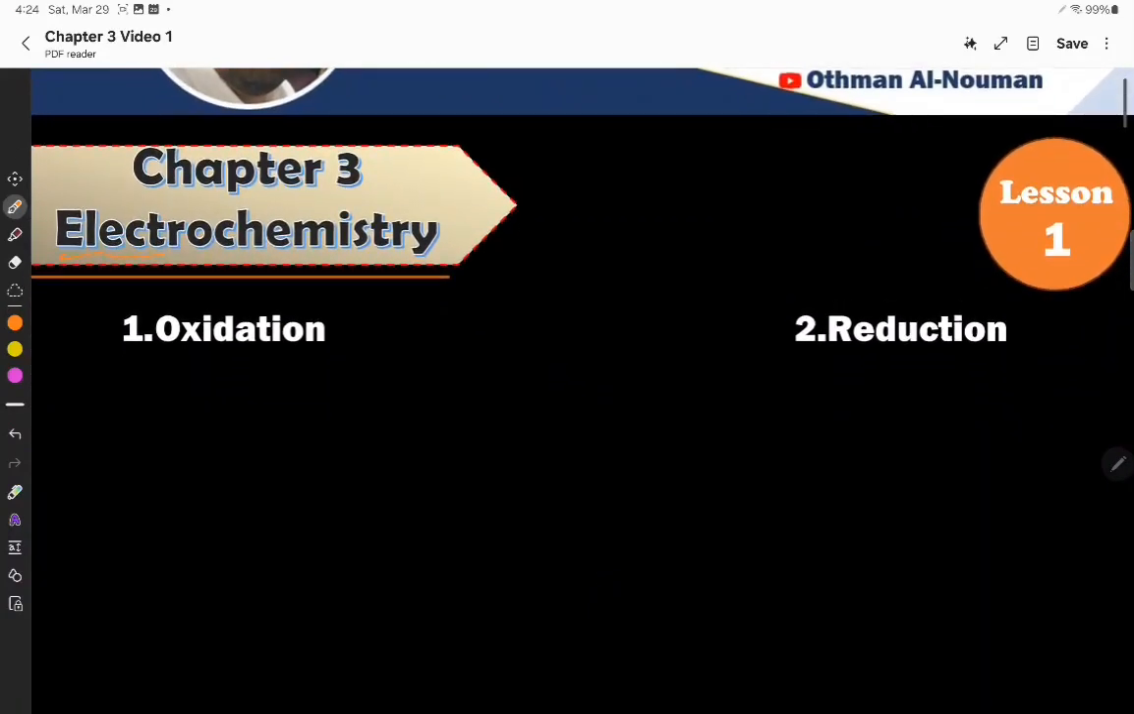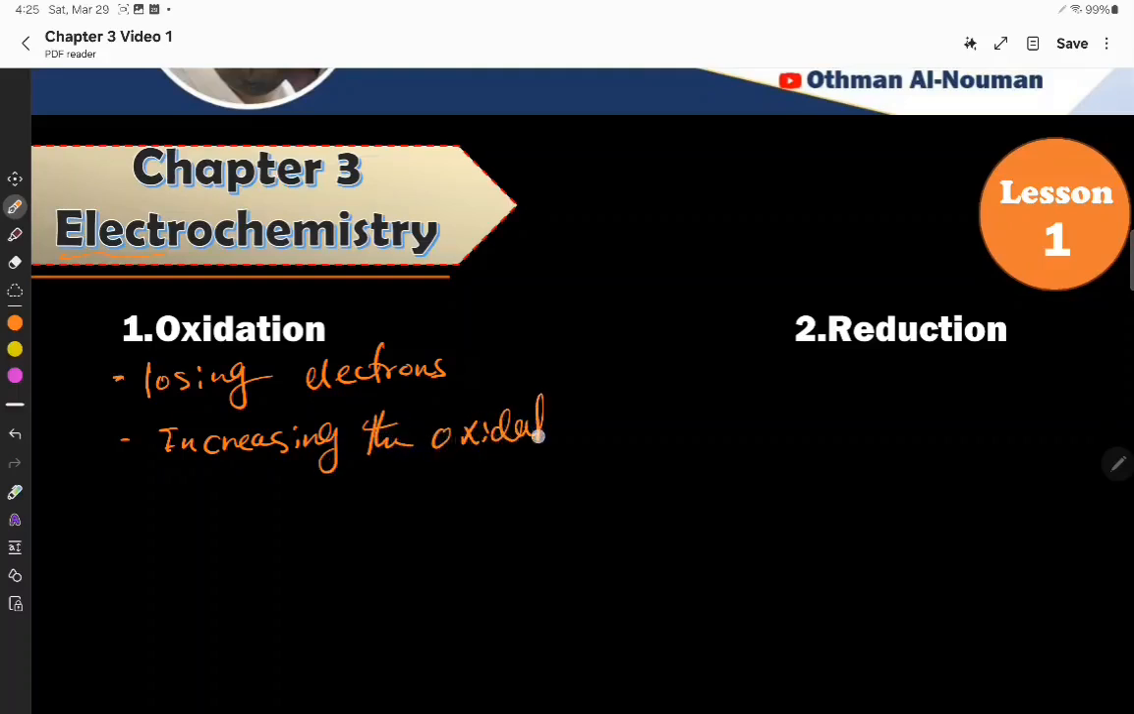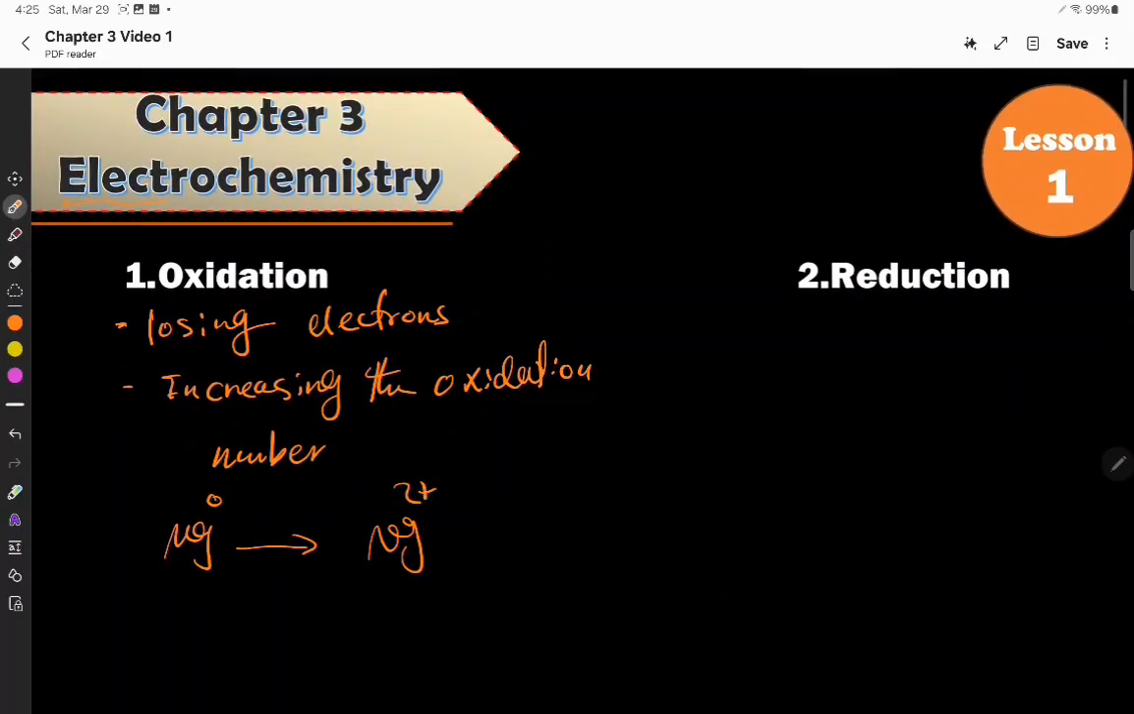Here we have oxidation. What is oxidation? We can define oxidation as losing electrons. So oxidation is losing electrons, or we can say it is increasing the oxidation number. For example, Mg will become Mg2+. Now, Mg from 0 to Mg2+, that is going to be increasing in the oxidation number.